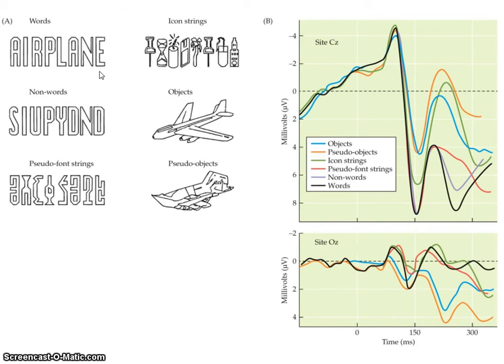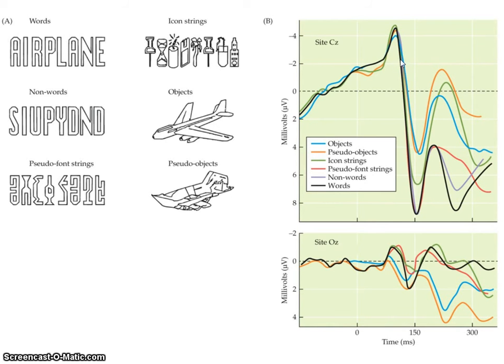And throughout the course of the study, the participant will see lots and lots of words, or non-words, or pseudostrings, or icon strings. All these stimuli will be presented many times over and in different varieties. So they won't just see the word airplane, they'll see lots of other kinds of words. But here's the moment at which those stimuli were presented. And from that moment going forward, you can track how long it took before the brain was able to distinguish between different types of stimuli.